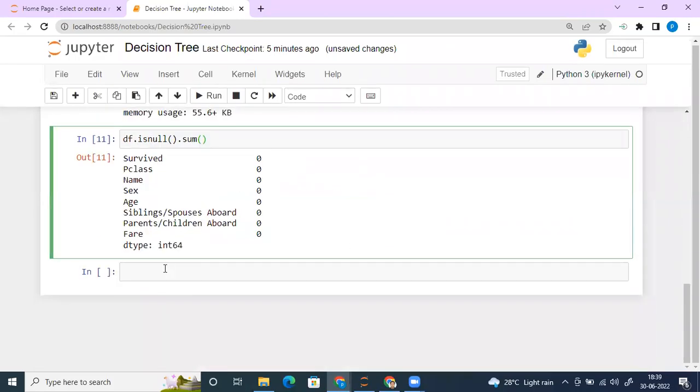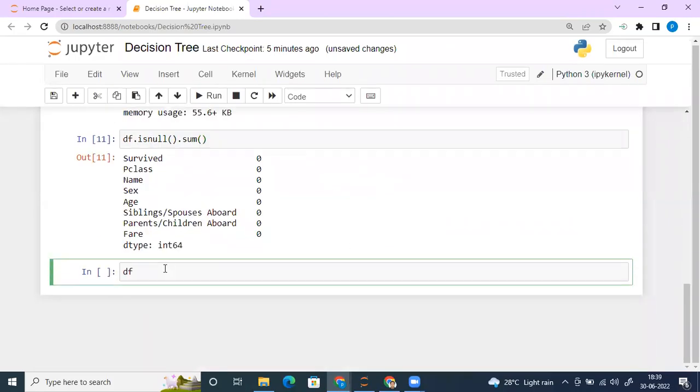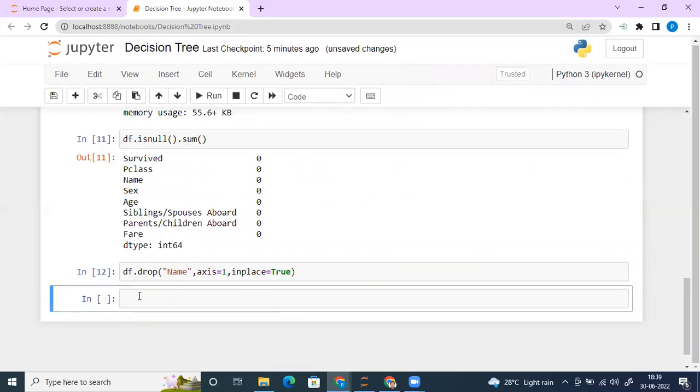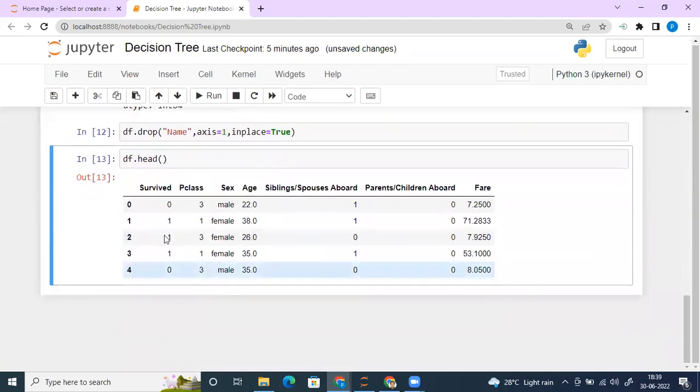So how can we remove that column? By using df dot drop. The column name is Name. And we have to mention axis equal to 1. And one more thing, inplace equal to True. Okay, let me execute this, done. And let's check again, df dot head. We should not have any column known as the name column now.